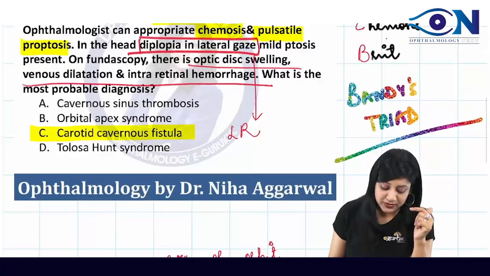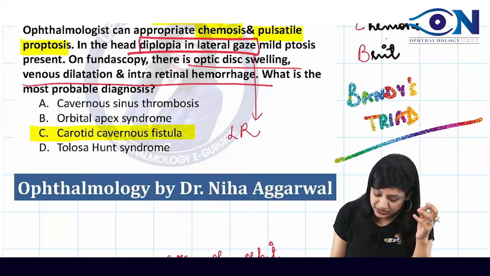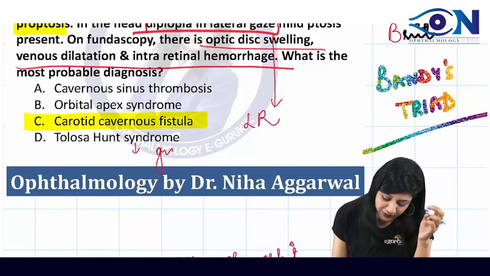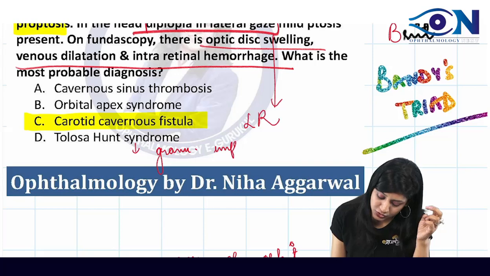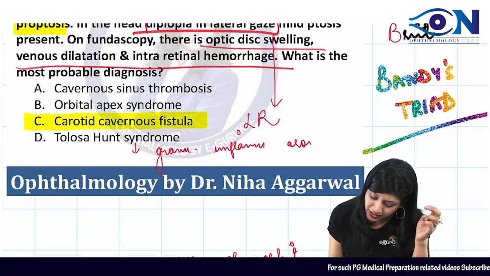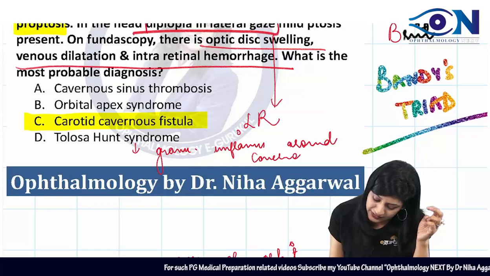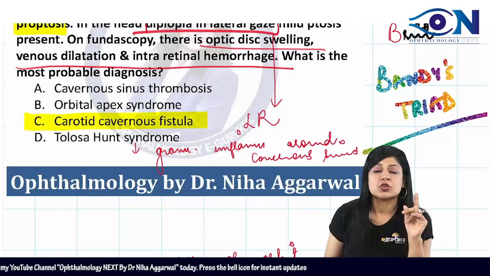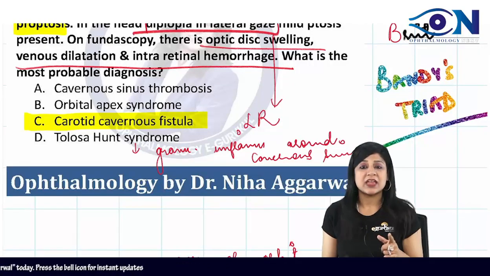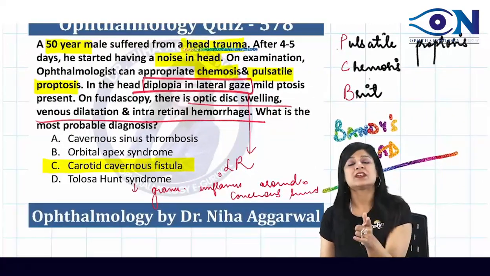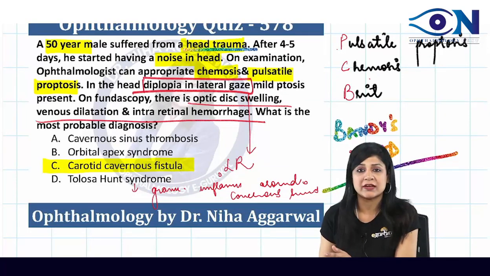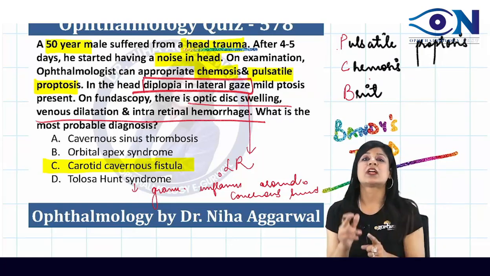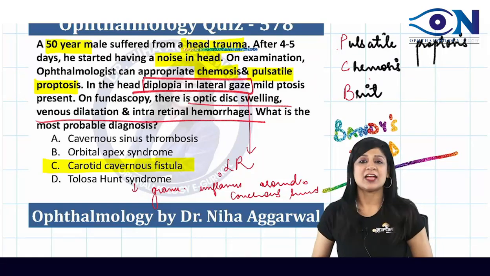Then you have the next one, Tolosa-Hunt syndrome. In Tolosa-Hunt syndrome we have granulomatous inflammation. If we are having granulomatous inflammation of the area around the cavernous sinus, then that is called Tolosa-Hunt syndrome. So I hope the basic thing, how to differentiate between cavernous sinus thrombosis and carotico-cavernous fistula, is very clear here: the differences in the risk factors as well as the differences in the presentation. I hope you have understood it.